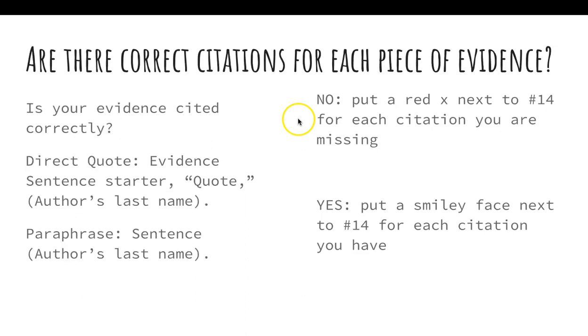Are there correct citations for each piece of evidence? Is your evidence cited correctly? Do you have an evidence sentence for a direct quote? Do you have an evidence sentence starter, comma, space, quotation marks, your quote, comma, close your quote, open parentheses, author's last name, close parentheses, period? If you're paraphrasing, do you have your sentence and then the author's last name in parentheses followed by a period? If no, put a red X next to number 14 for each citation you are missing. If yes, put a smiley face next to number 14 for each citation you have.